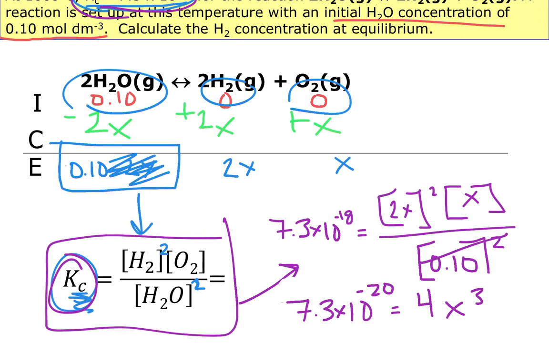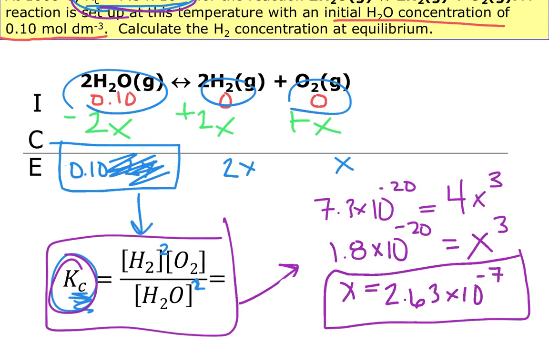So now to isolate x, we need to divide by 4 and take the cube root. Working out that math, we get 2.63 times 10 to the negative 7th for x. Now we just need to plug that in to solve for our oxygen, which of course is just going to be that number, but we also need to double it for the hydrogen.